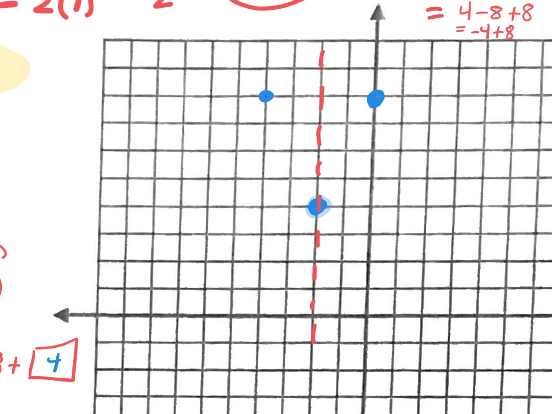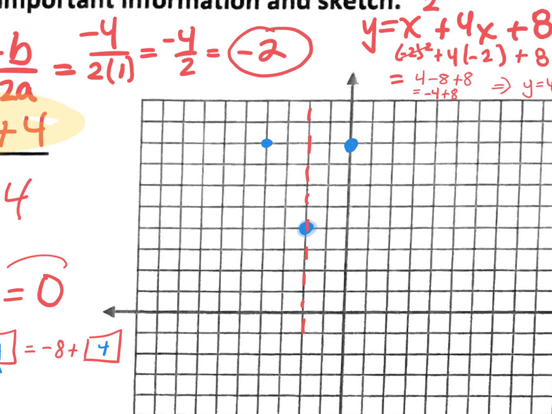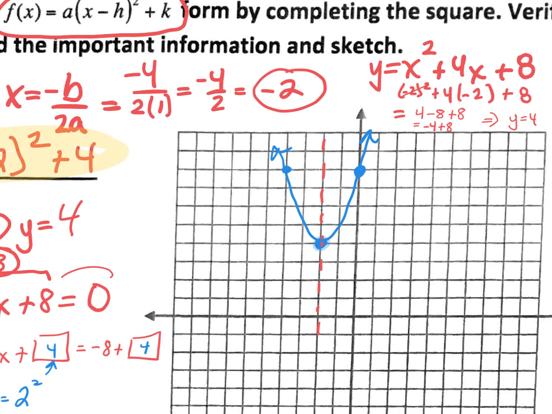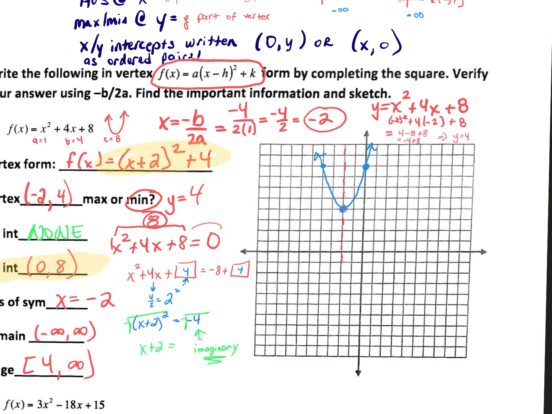So when you guys plot your points for your parabola, you should plot the x-intercepts, if there are any, the y-intercept, and then you can plot a point that's symmetric to the y. Does that make sense? Okay.